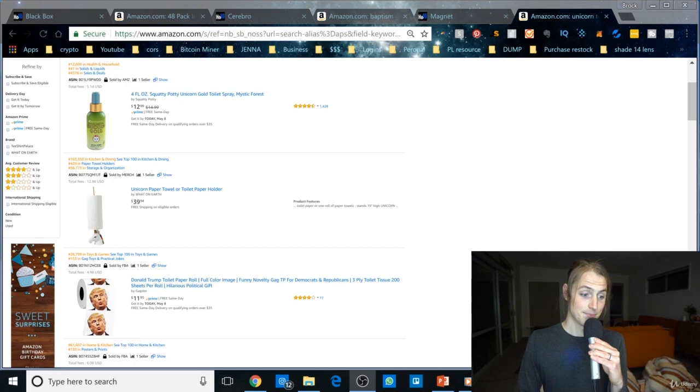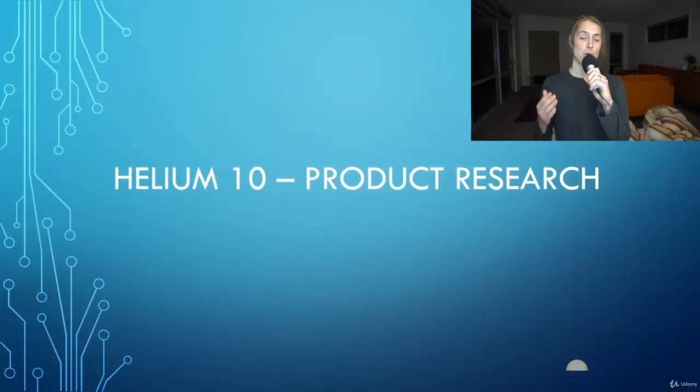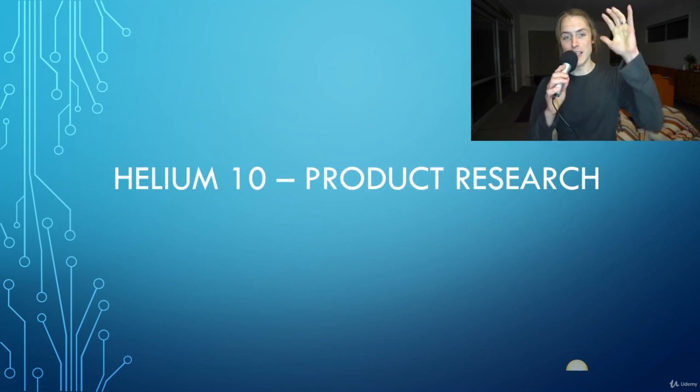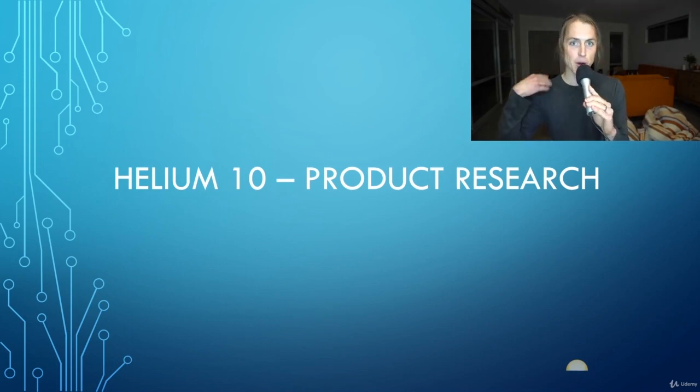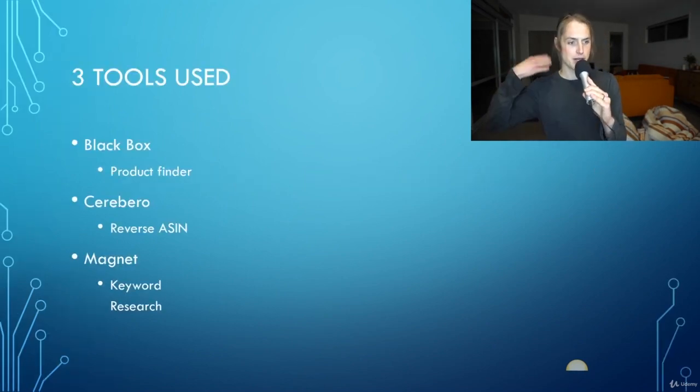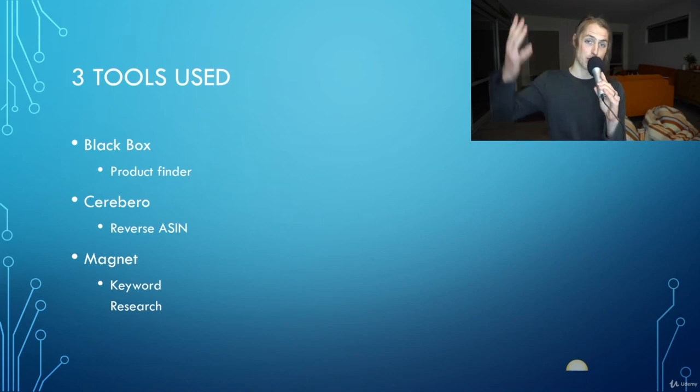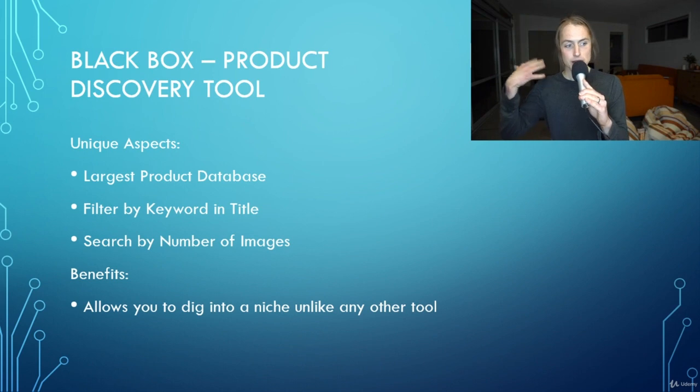So this is very powerful. Now, the reason why I like this is because it has the ability to really dig down into niches, okay? And it has access to the exact Amazon search data. So let me just tell you the quick tools here. So they have Black Box, which is the product finder. And what's really unique about that is it has this ability to filter by keywords and the title.